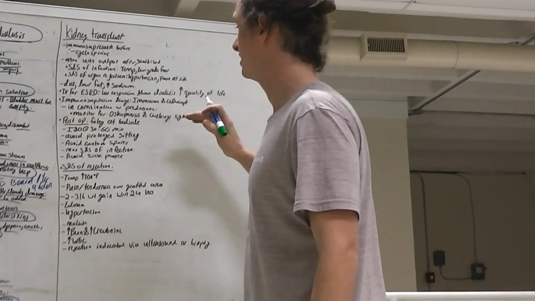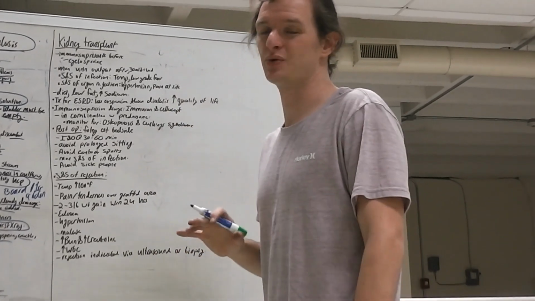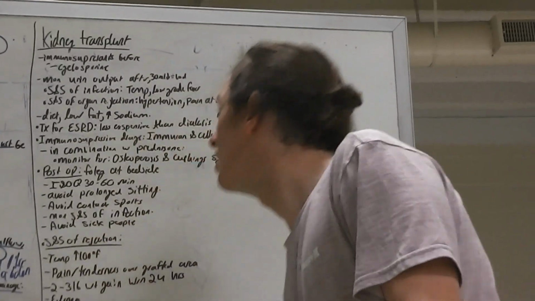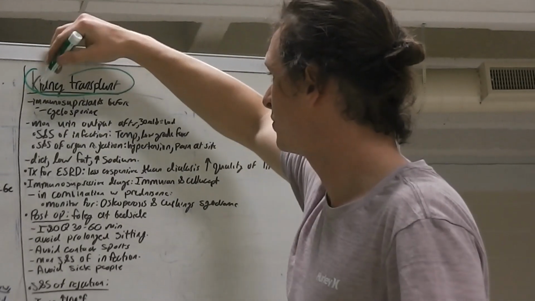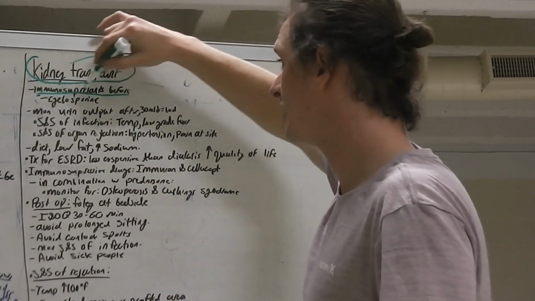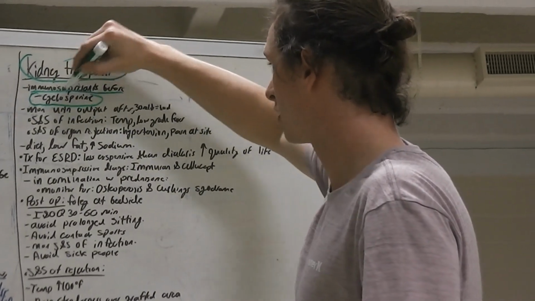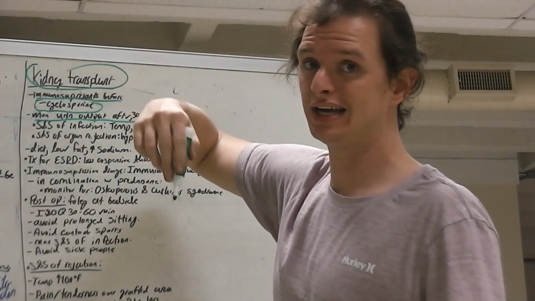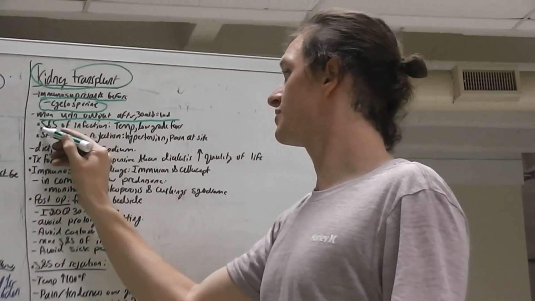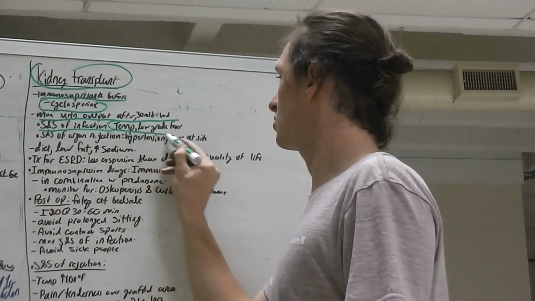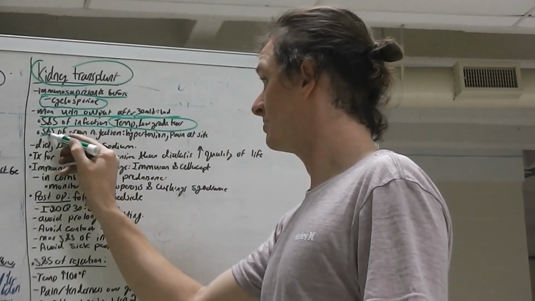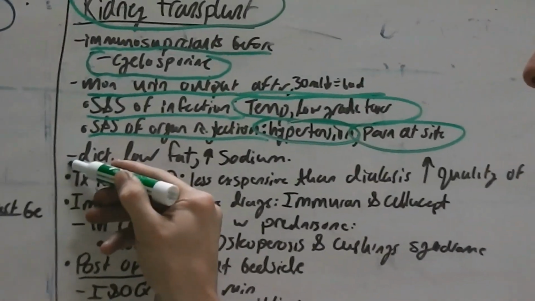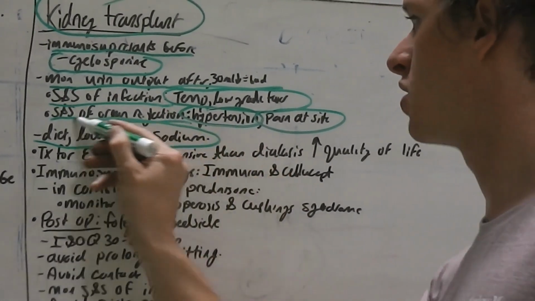So I did. It's all over the place because there wasn't much on it, and I was trying to get done. But kidney transplant. According to Simple Nursing, we give them immunosuppressants before. The one they mentioned was cyclosporine. We're going to monitor urine output; 30 milliliters an hour or less means the kidneys are in distress. We're going to watch for signs and symptoms of infection, like temperature or low-grade fever. Signs and symptoms of organ rejection are hypotension or pain at the site. We're going to give them a diet that's low in fat and high in sodium.